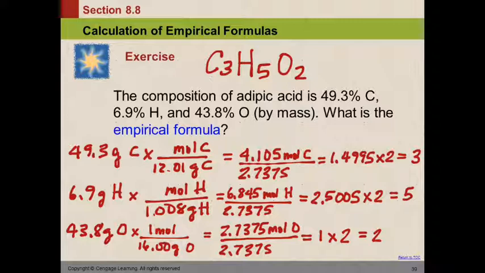Or make a flashcard and list out the steps. Find the grams, convert the grams to moles, divide by the smallest number of moles, multiply by an integer to get a whole number. If that makes sense to you. Sometimes with steps like that, you're like, well, yeah, I remember the steps, but I don't know how to do them. Okay, that's another problem. Okay, so this is calculating empirical formulas.